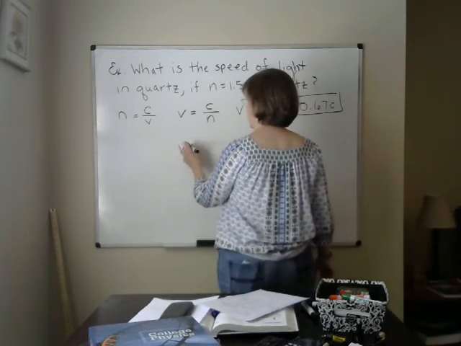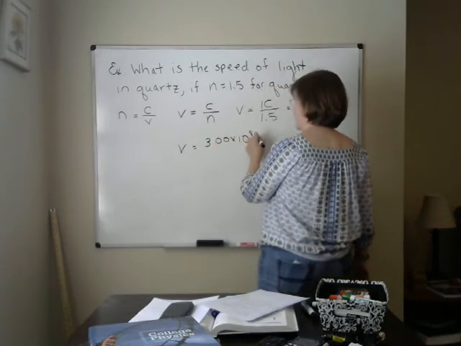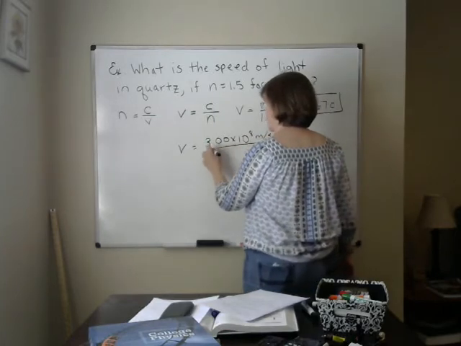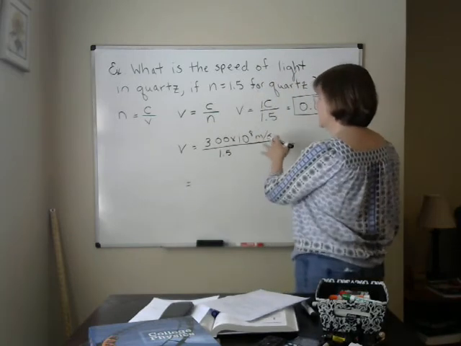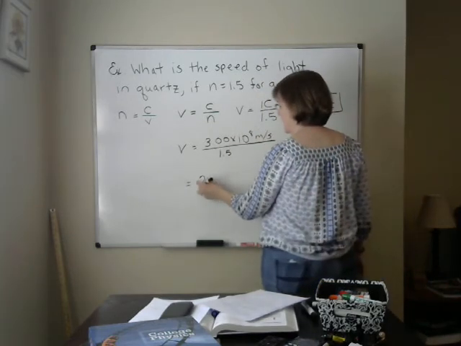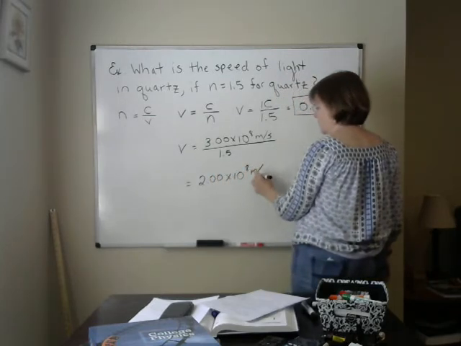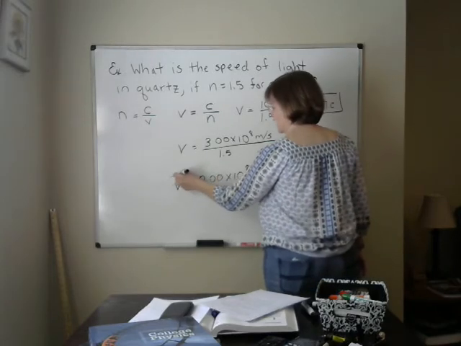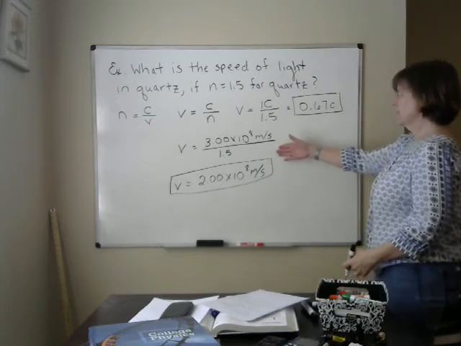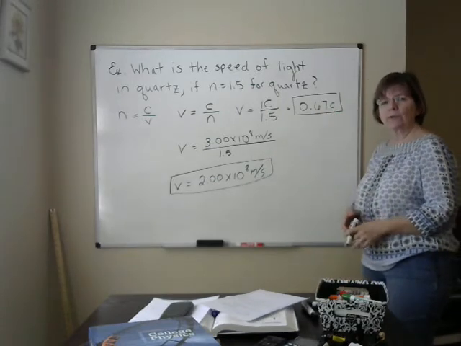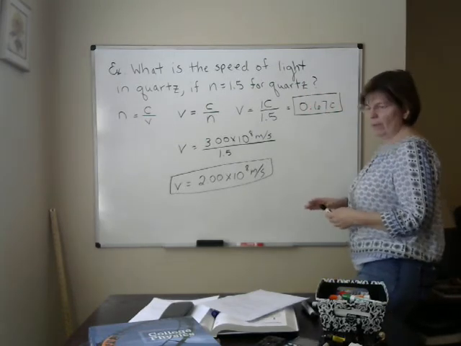If I put c in, c is 3.00 times 10 to the 8th meters per second. The index of refraction is 1.5. Well, if I divide 3 times 10 to the 8th by 1.5, I get 2.00 times 10 to the 8th meters per second. Notice that's exactly 2/3 of the speed of light, which is what 0.67 is. Okay, so that's one type of problem.